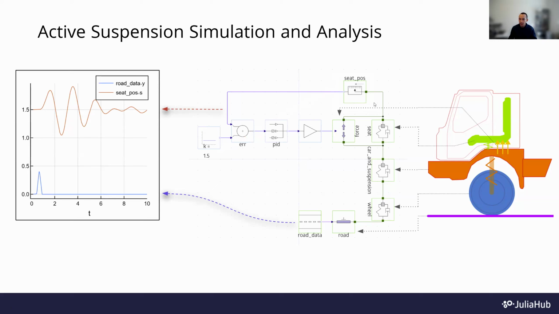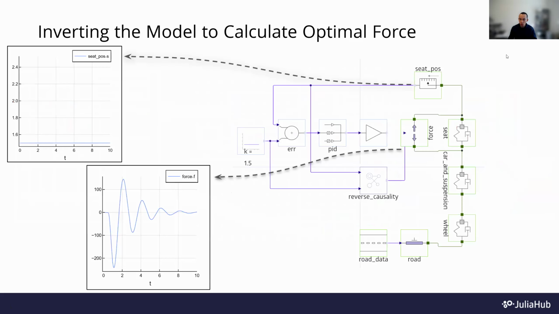After we simulate and analyze this model right here, we'll move on to, quote unquote, inverting our model. What we'll do is show you how we can create this component and solve directly for the amount of force needed if we want to keep the seat at exactly 1.5. And we'll talk through this problem once we get to it.